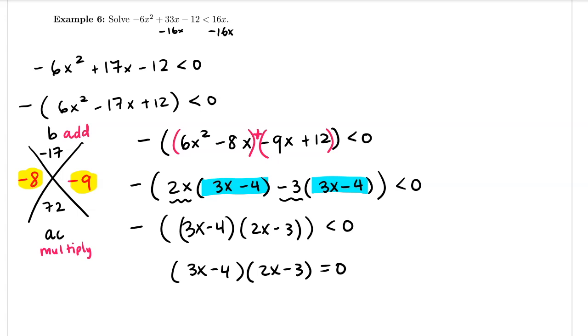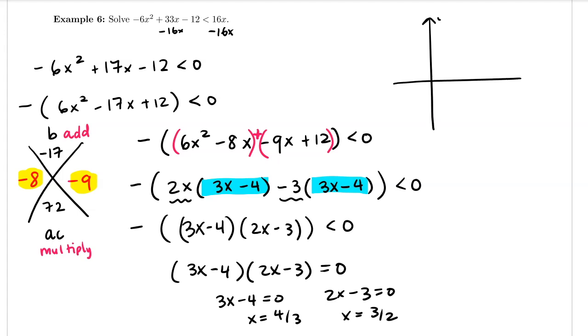Then from here, we can use the zero product principle and set both of our linear factors equal to 0. And if I solve these equations, I will get x equals 4/3 and x equals 3/2. Now I'm going to draw my x and y axis. My leading coefficient is -6, which means I'm going to have a downward facing parabola. And my two x-intercepts are (4/3, 0) and (3/2, 0).